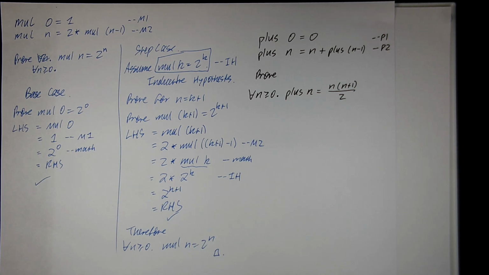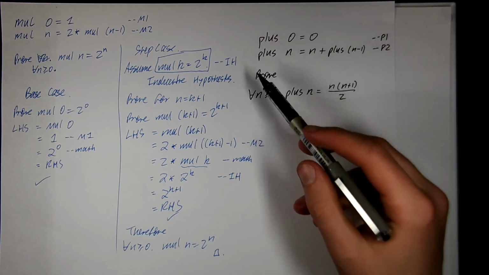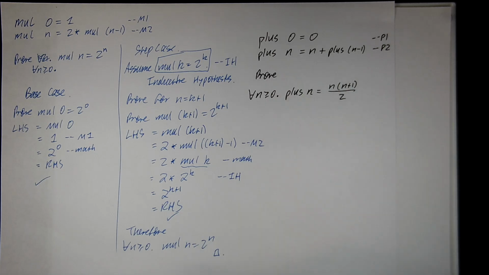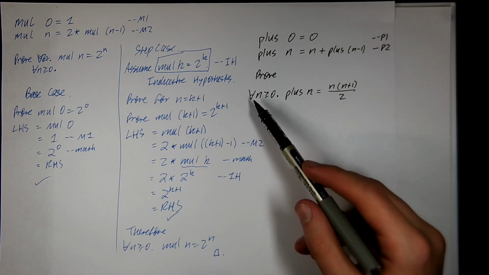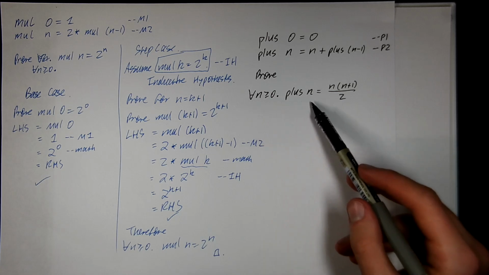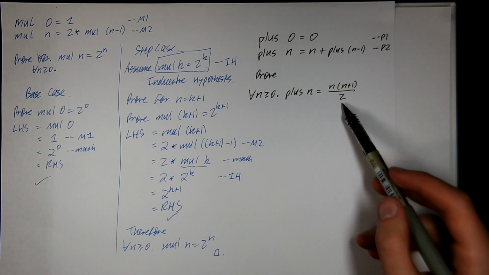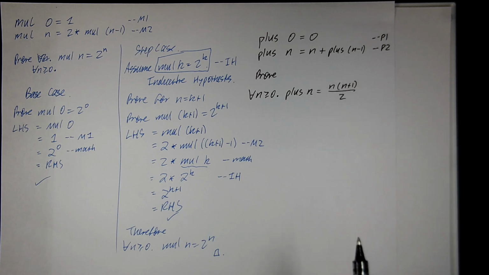As an exercise, I'd like you to prove a property about this function here. So I've defined a function: plus of 0 is 0, plus of n is equal to n plus plus of n minus 1. So here's the definition of it. I'd like you to prove for all n greater than or equal to 0, plus of n is equal to n times n plus 1 over 2. So this example was deliberately chosen to be very similar to the example I did earlier. So have a go at that.